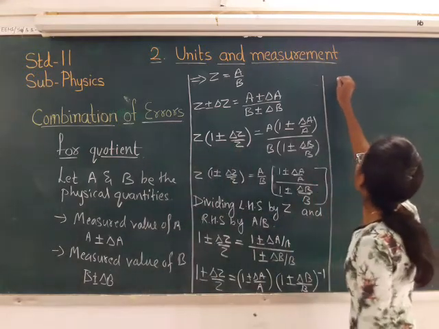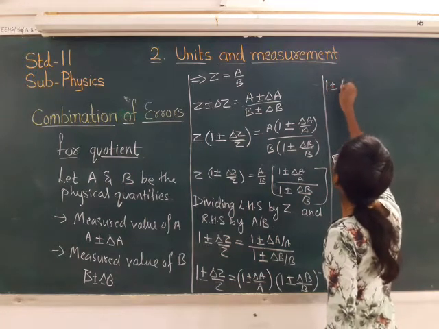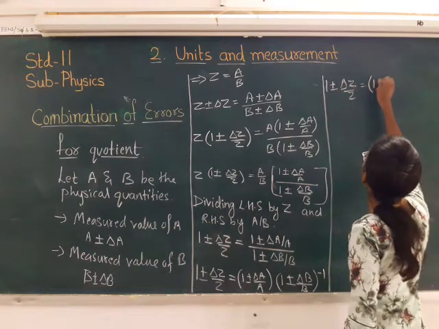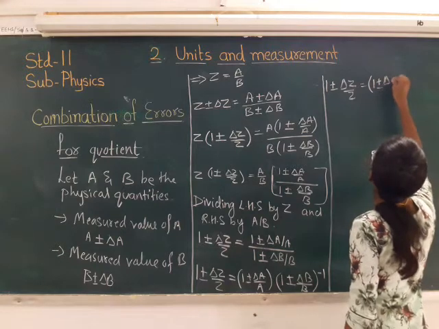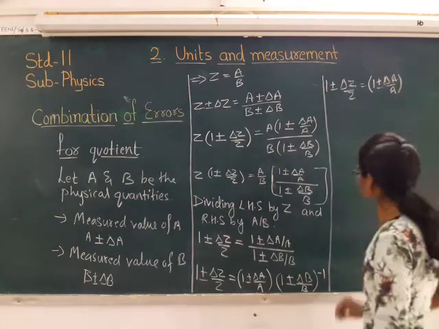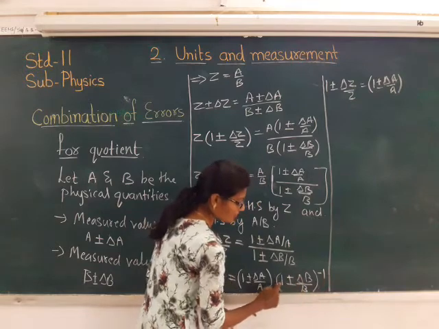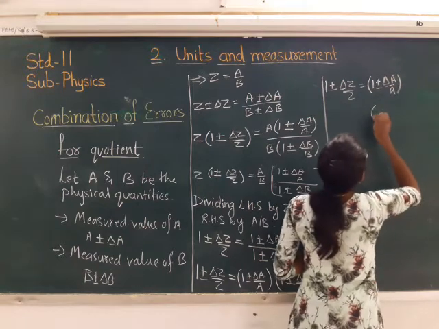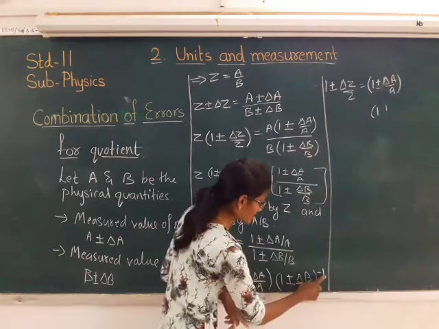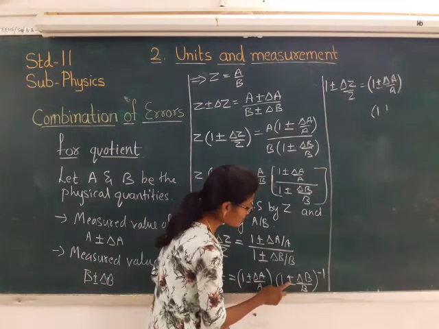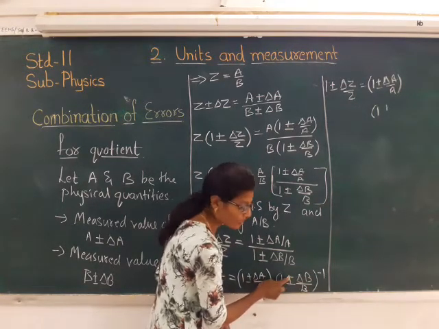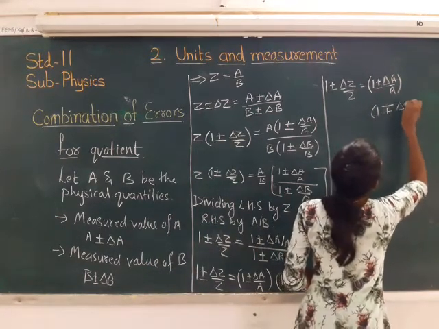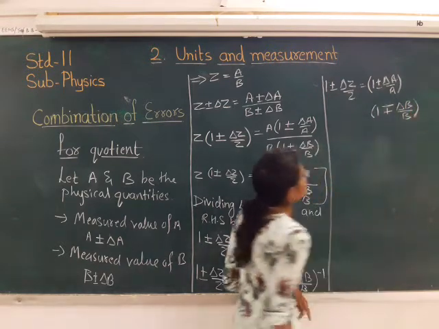So this can be rewritten as 1 plus minus delta Z by Z equals 1 plus minus delta A by A, multiplied with 1 plus minus delta B by B. The first term I have to write as it is, so it will be 1. Then minus 1 should be multiplied over here, so it will be minus plus delta b by b.